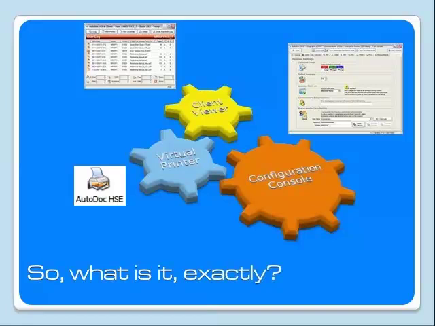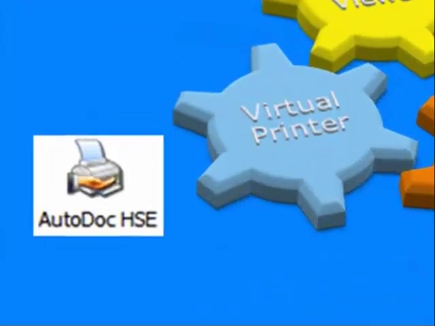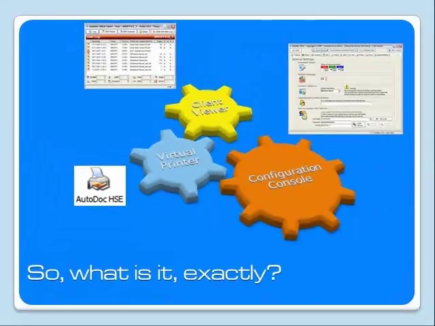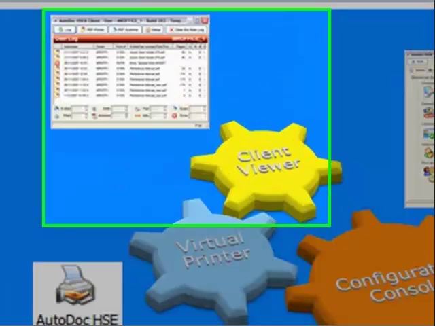The second component is the virtual printer. This is really the only thing your end users need to know about to effectively use the system. Instead of printing to their usual printer, they just select the AutoDoc HSE printer and print to that. Once they've done that, AutoDoc HSE does the rest, leaving the staff member to move on to their next task. The third component is the client viewer. This application can be installed on the workstations of the users who are using AutoDoc HSE and provides a log of their jobs, as well as some extra functions like a PDF converter for documents and images.